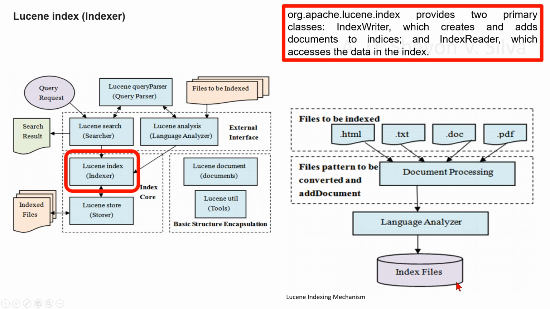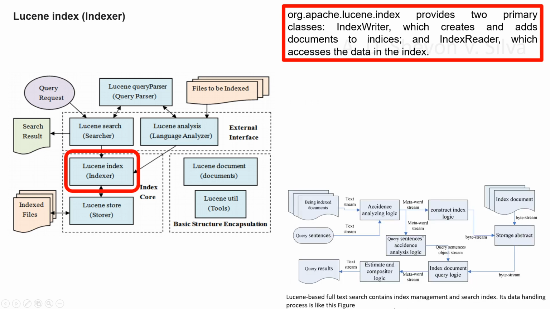The process of building full text indices is presented in this figure. Here you can see files to be indexed: .html, .txt, .doc, .pdf. These are connected to document processing. Here you can see file formats to be converted and addDocument. Document processing is connected to the language analyzer. The language analyzer is connected to index files. Here you can see Lucene-based full text search contains index management and search index.